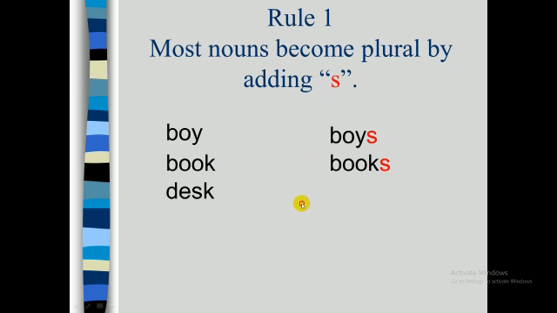Desk, desks. We add an s. School, schools. I repeat, rule number 1: most nouns become plural by adding s. For example, boy, boys. Book, books. Desk, desks. School, schools.